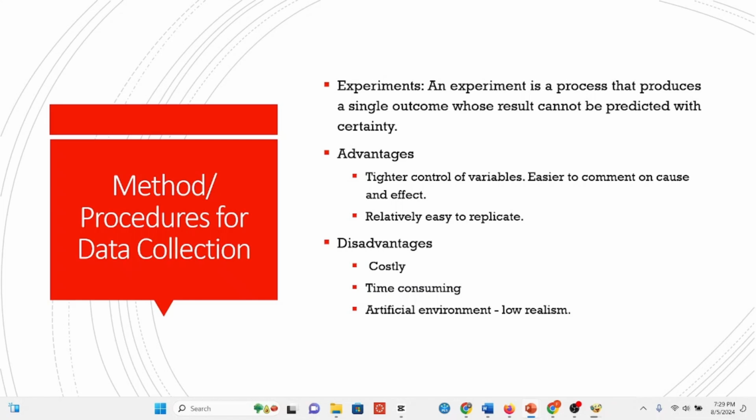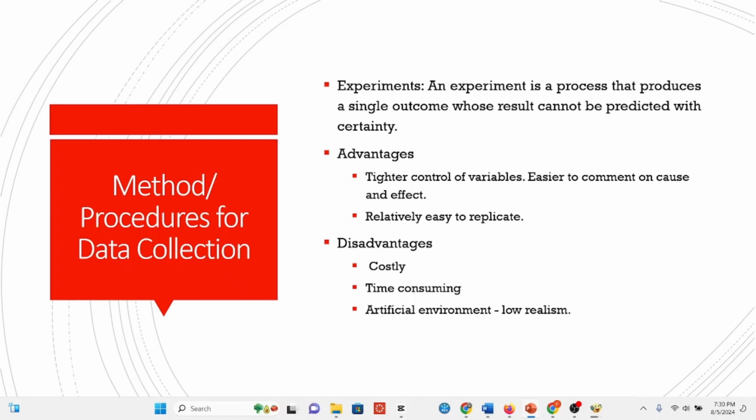2. Easier to comment on cause and effect. Because experiments involve manipulation and control, they provide a more straightforward way to identify causal links between variables. Researchers can make stronger inferences about cause and effect relationships compared to observational studies.